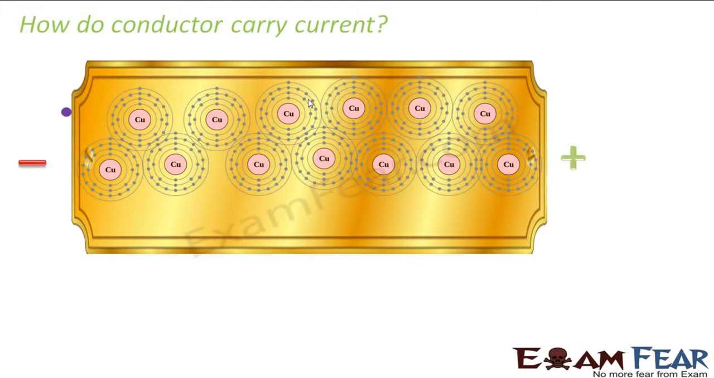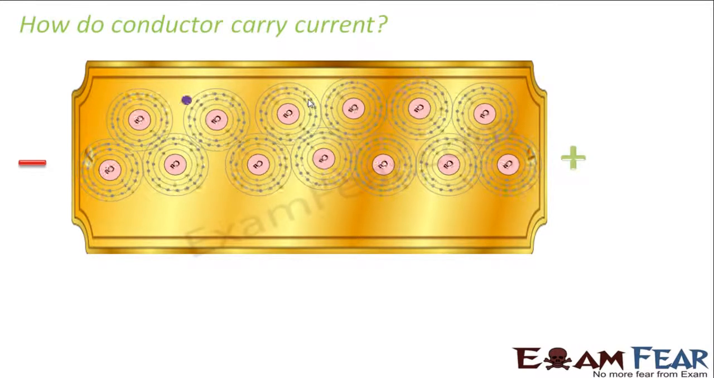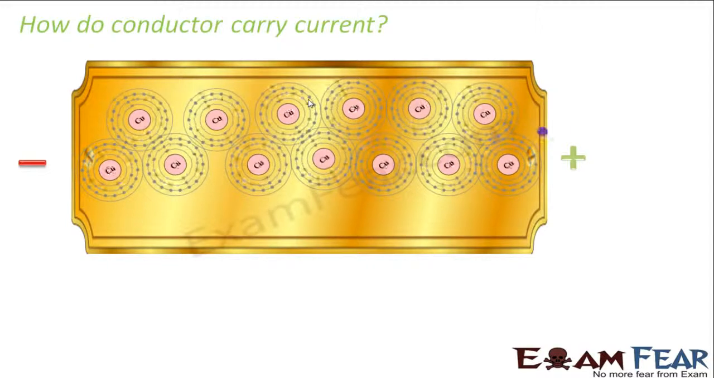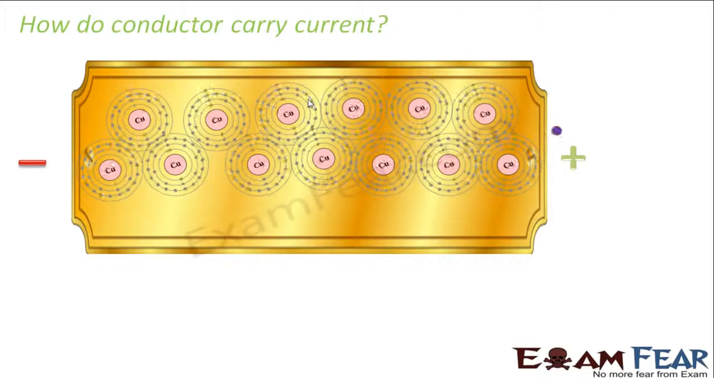You remember? It is because of the presence of free electrons that a conductor can carry current. So in this case, when an external electric field is applied, the free electrons present in the copper atoms, in this case we have taken the metal as copper, start moving towards the positive end of the electric field, because electrons always move in a direction opposite to the direction of the electric field, right? So these electrons will start going towards the positive end, and this movement of the electrons constitutes the electric current.